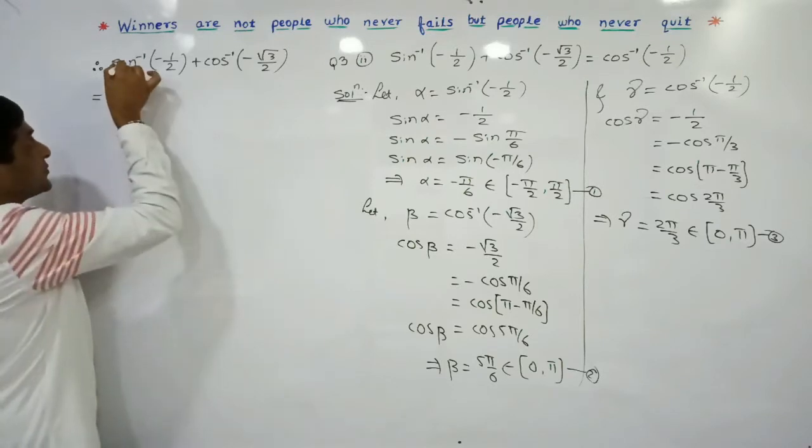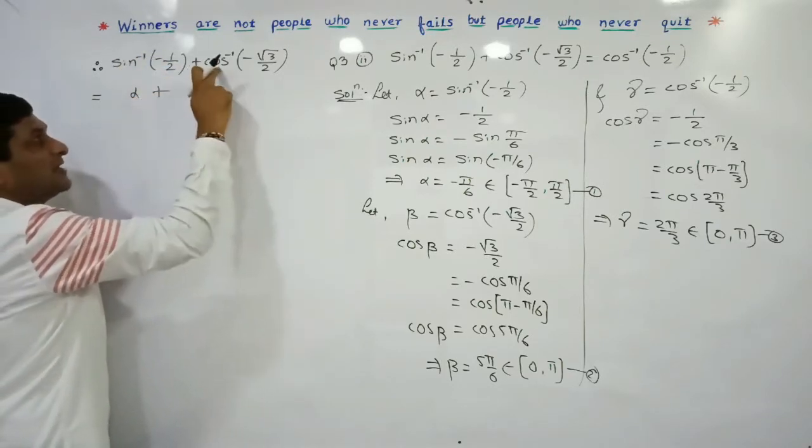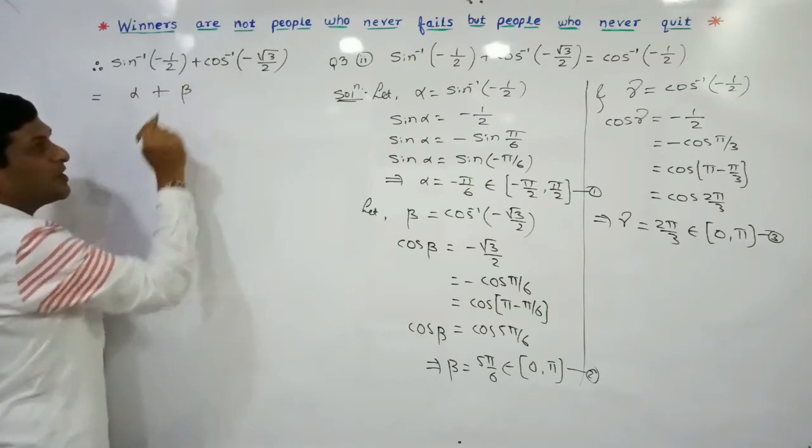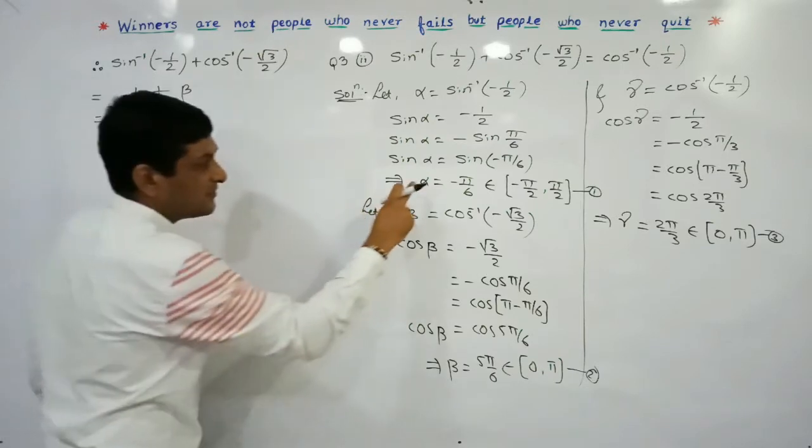So it is equal to sine inverse of minus 1 by 2, which we have denoted by alpha, plus cos inverse of minus root 3 by 2, which we have denoted by beta. So let us try to find their addition. What is the value of alpha?